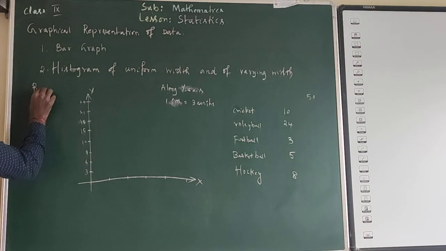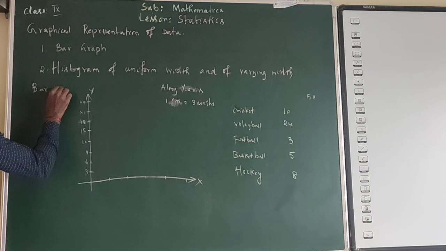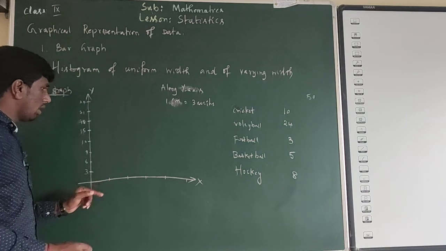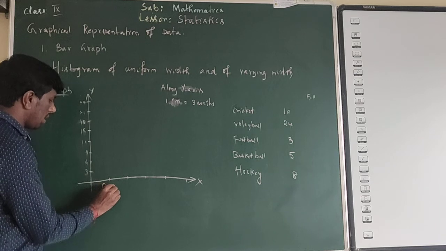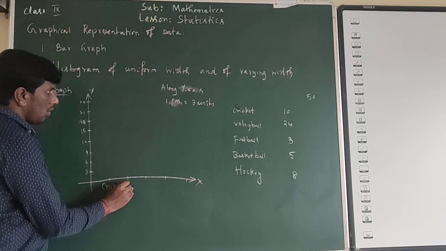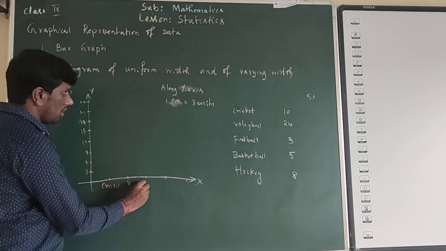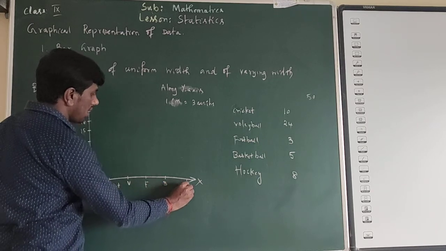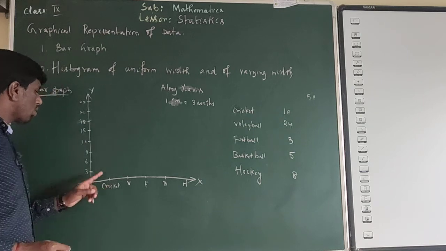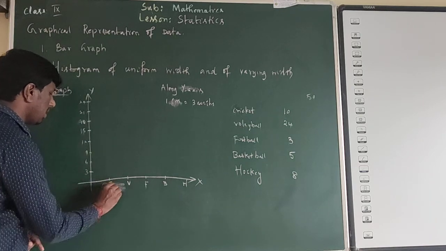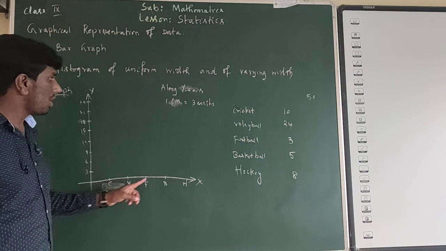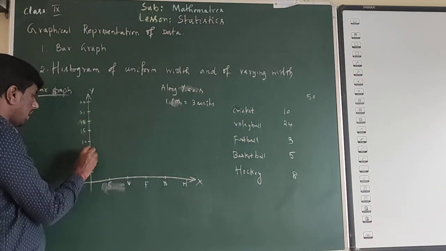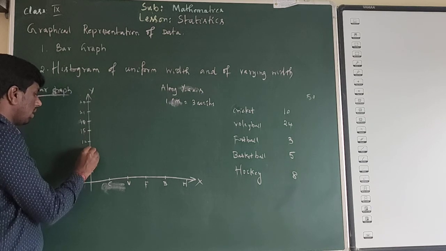I'm talking about the bar graph. Then let me assign this as cricket. This I'll assign as volleyball, this as football, this as basketball, and this as hockey. Right? So how many students like cricket? 10. So where is 10? Between 9 and 12 we have 10.